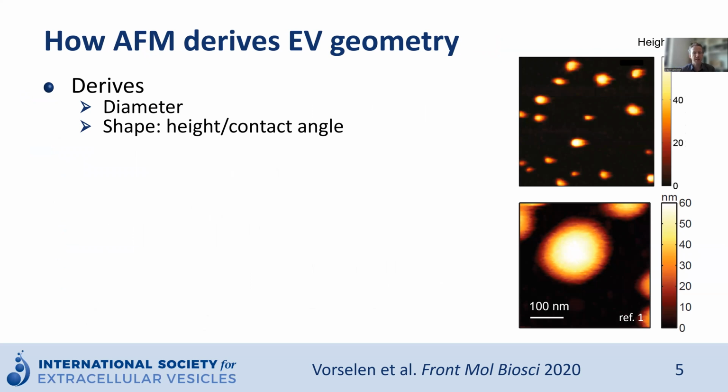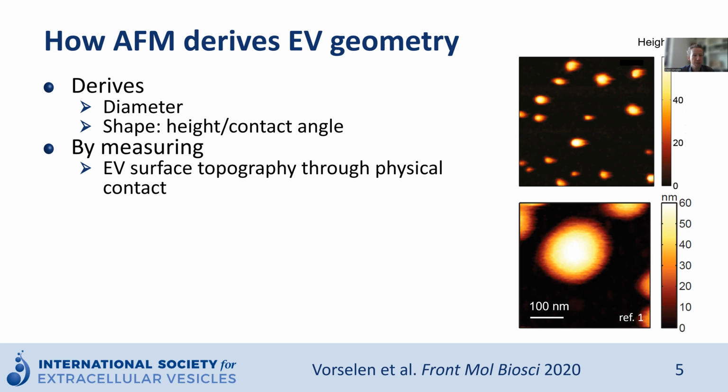So here are some examples of images of EVs derived from red blood cells and obtained by AFM. On the top right, you can see an overview image with multiple vesicles on the surface, and below you can see an image of a single vesicle. The color indicates the observed height. So from these images, we can obtain, for example, the diameter and the size of these vesicles, but we can also find their shape. For example, how spread out they are on the surface.